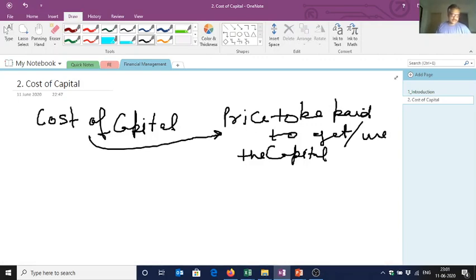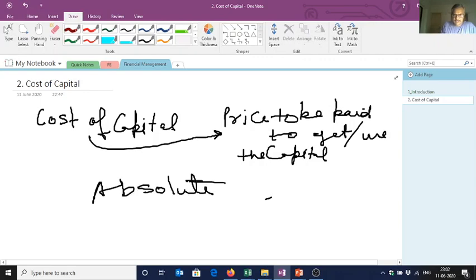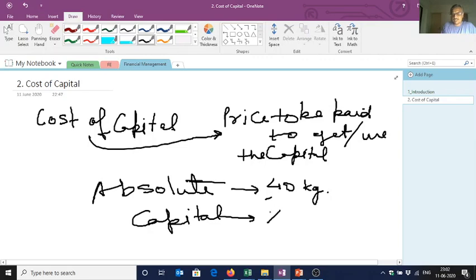The only difference between the price of a vegetable and the price of capital is that the price of a vegetable is paid in terms of absolute money, absolute value, flat. Let's say you are going to buy potatoes, and it is 40 rupees per kg. So this is the flat price given. But that's not going to happen in the case of capital. In the case of capital, something is fixed in terms of percentage. We can call it interest.